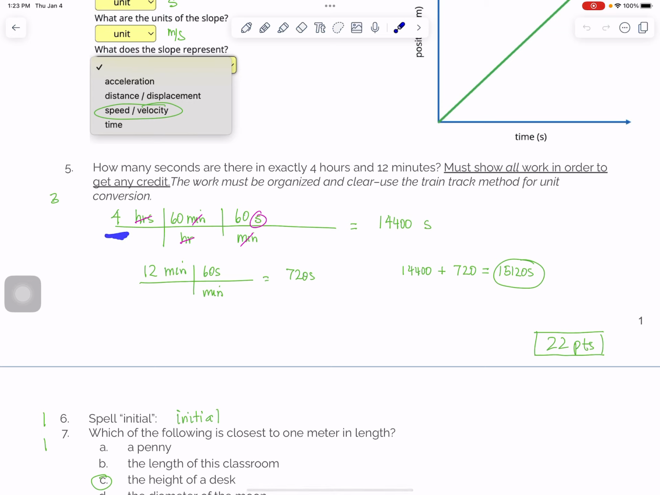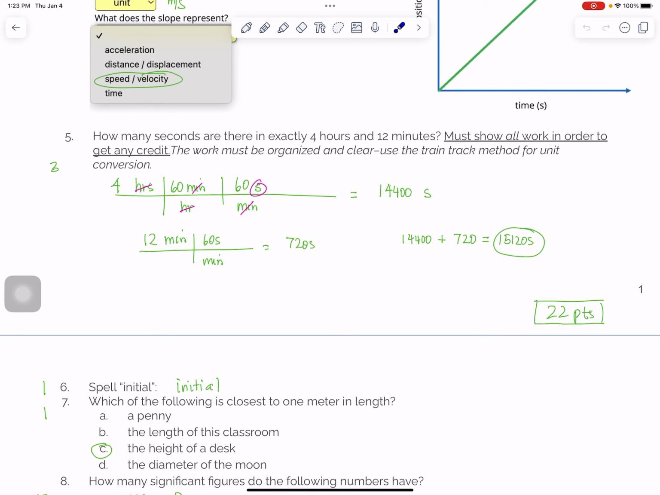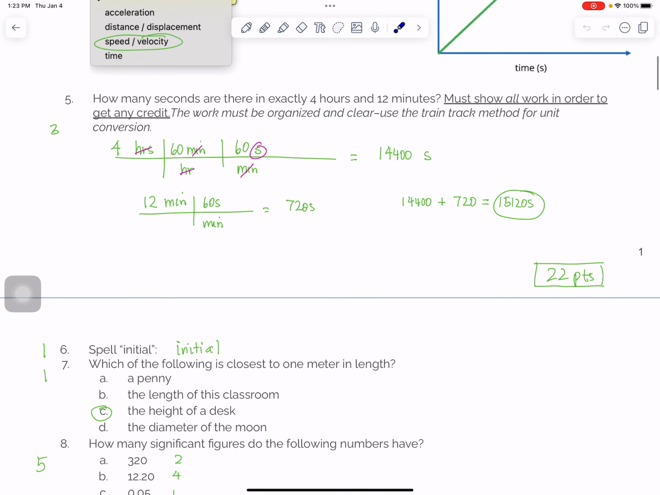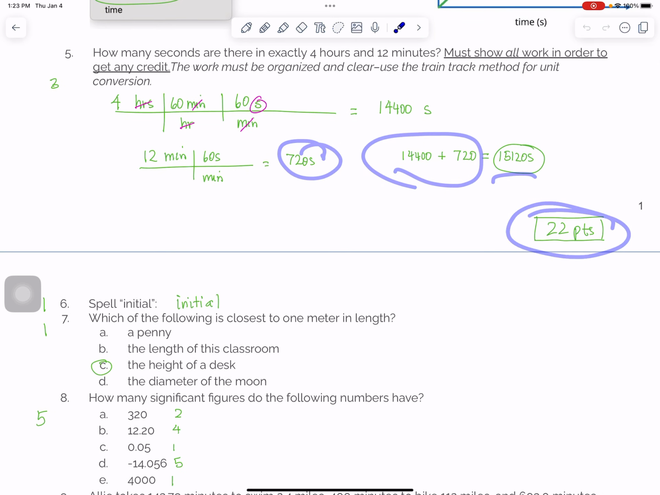So 4 hours, I converted it into minutes, and then minutes into seconds, and I got 14,400 seconds. And then I took the 12 minutes, converted that to seconds, got 720 seconds, and then added 14,400 and 720 and got that value for the seconds. Some people found that in minutes and then added it to 12 minutes and then converted that to seconds. So there are a couple of different processes that I accepted. 3 points, 1 for converting to seconds correctly, 1 for this seconds correctly, and then adding them together to get the final answer. 22 total points on this page.